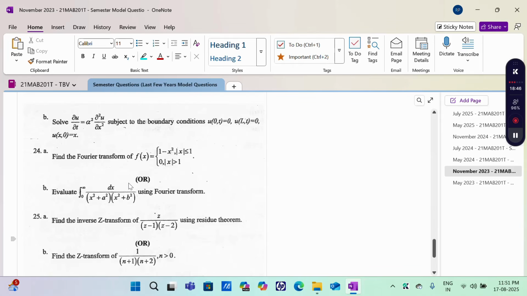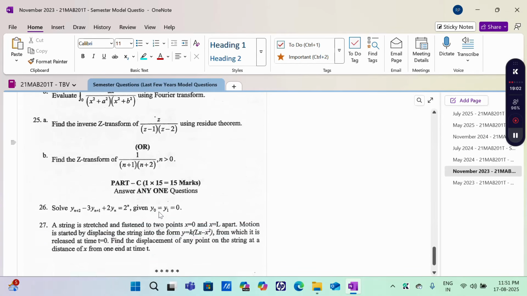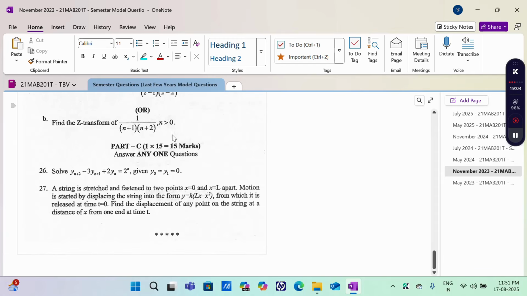And then 24A, Fourier transform, the range is given, only find the general Fourier transform, and the other choice is find the Fourier transform using the property. Then 25A is Z inverse transform using residue theorem, or Z transform general function is given. Part C, 15 mark, 2 given, write any one. The first one is Z transform, and the second one is one dimensional wave equation problem.